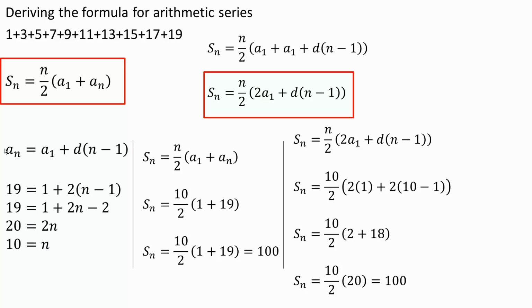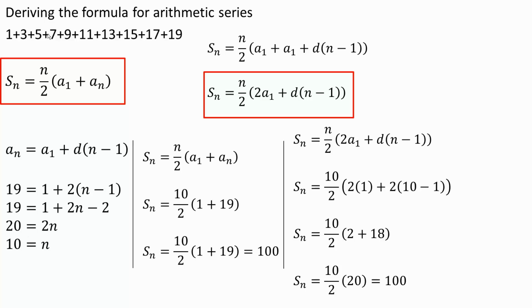And so I'm going to use this formula first. A sub n is equal to a sub 1 plus d parentheses n minus 1. I know a sub n, which is 19, and I know a sub 1, which is 1, and I know each term is increasing by 2, so d is 2, parentheses n minus 1. So 1 plus 2n minus 2. 1 minus 2 is negative 1. Move the negative 1 over to the left, and we get 20. 20 is equal to 2n, and so n is equal to 10.